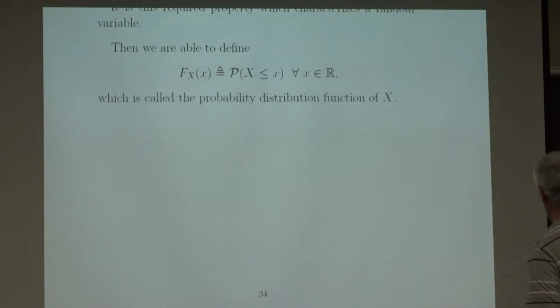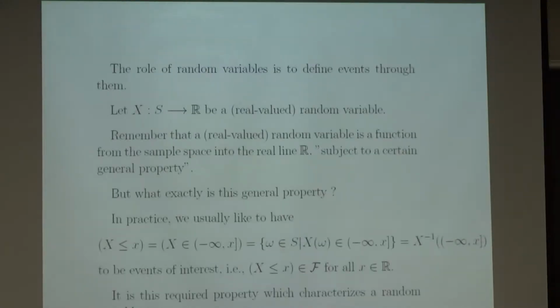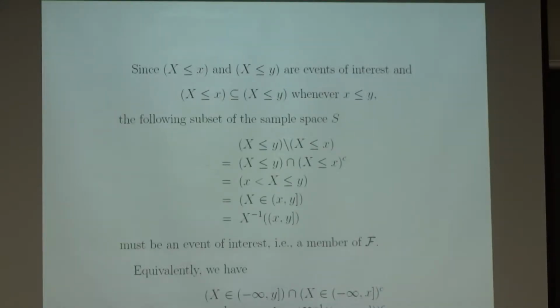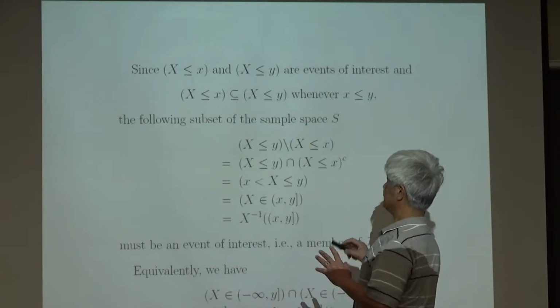So it's quite natural that, as we mentioned here, this subset should be an event of interest. And because it is an event of interest, we can apply the probability measure, the probability function, on it. So for every random variable, we have a corresponding probability distribution function. They are connected together. Any questions? Okay, no questions.